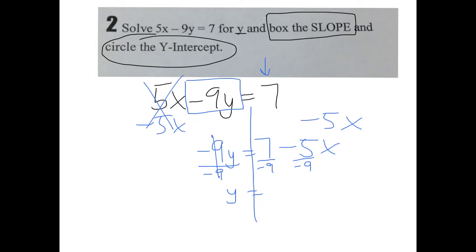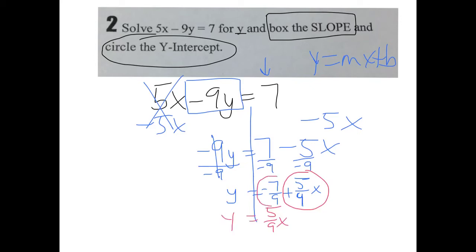If I go to my calculator, 7 divided by negative 9, math 1 enter, is negative 7/9. And if I do negative 5 divided by negative 9, math 1 enter, this is plus 5/9. And that has an x on it. Now, the only thing left to get it into y equals mx plus b form is to swap. This part goes to the front. So positive 5/9 x goes to the front. Negative 7/9 goes to the back.